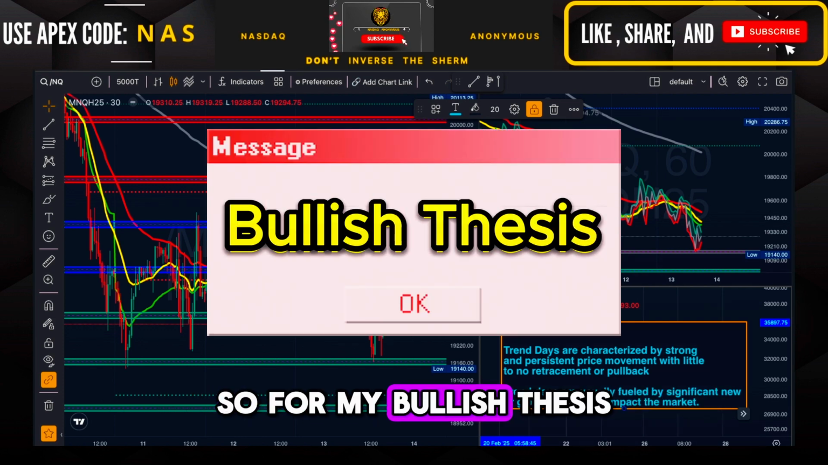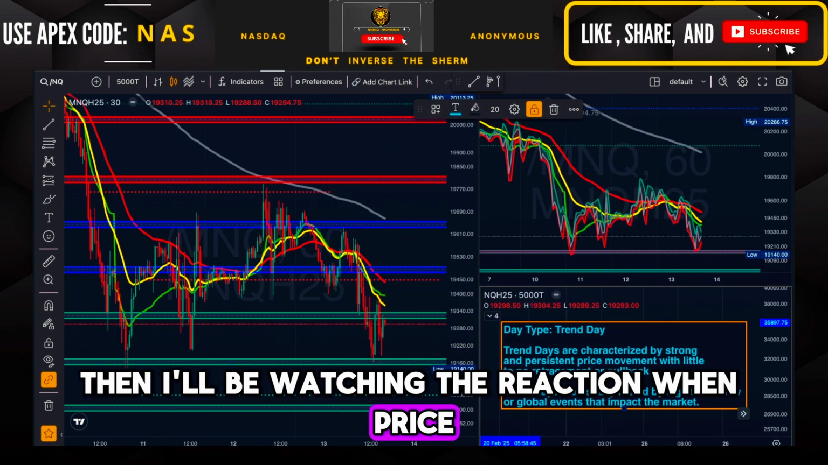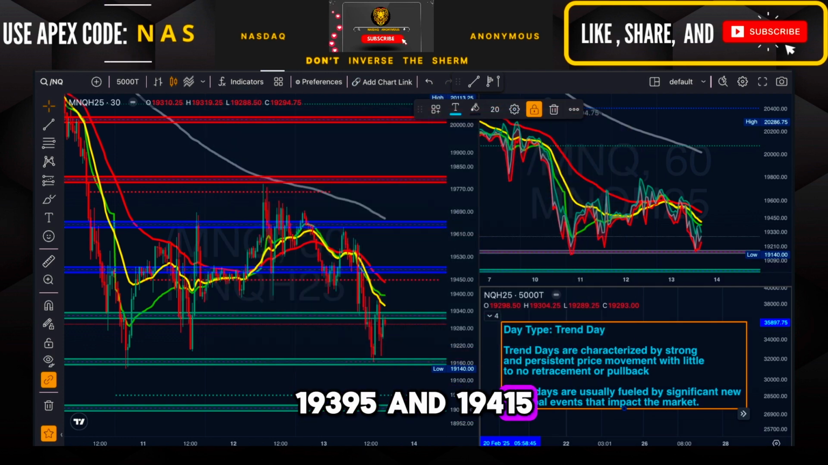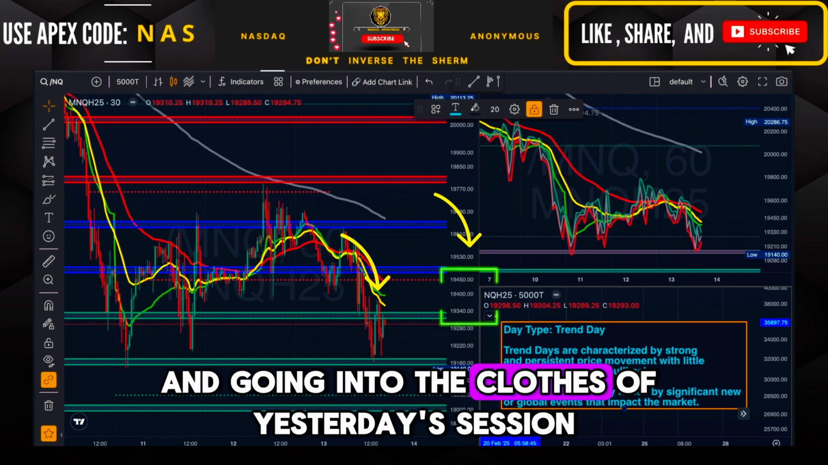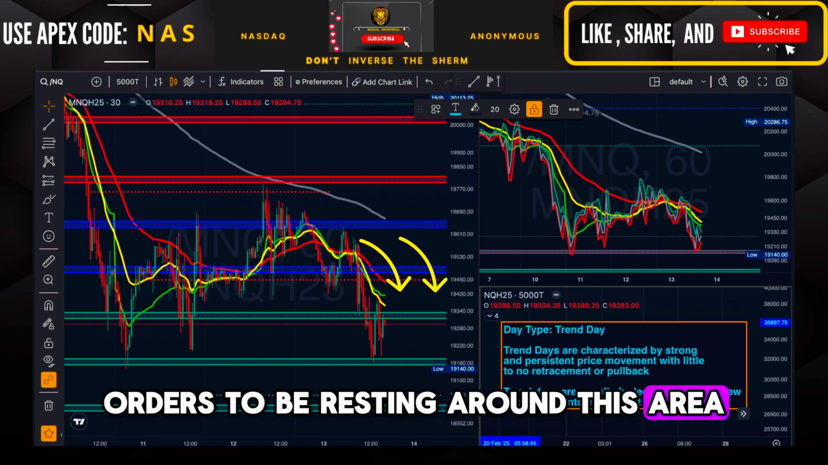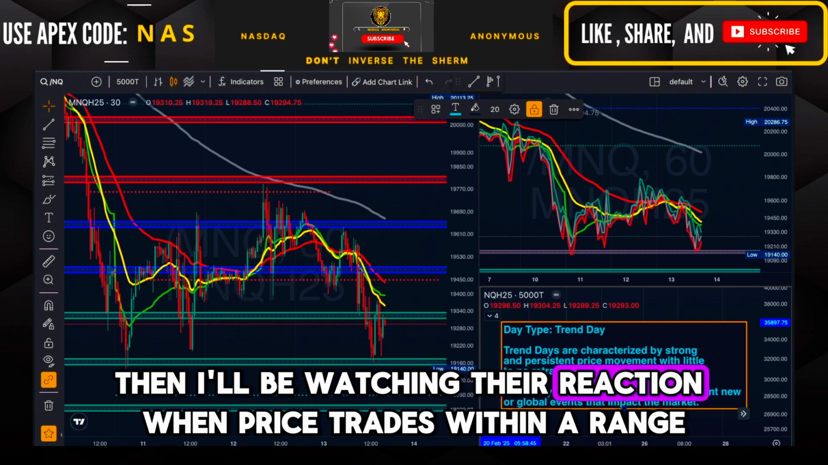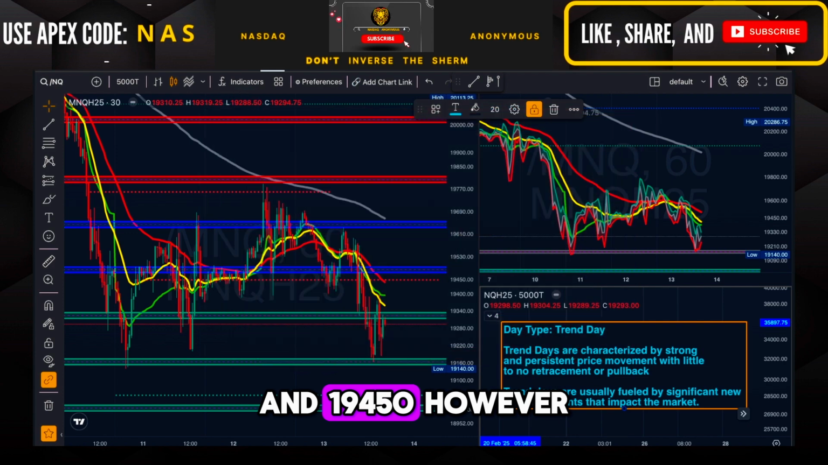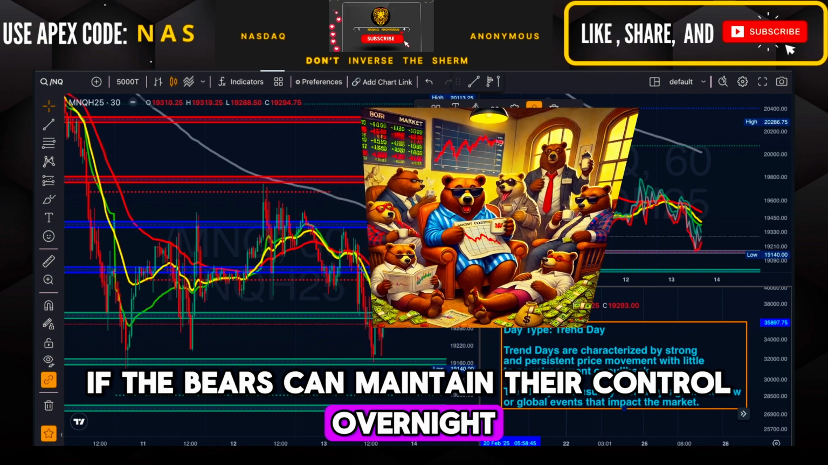So, for my bullish thesis, if the bulls can regain their control overnight, then I'll be watching the reaction when price trades back within a range between 395 and 415, because this is the range where the bears broke structure to the downside earlier and going into the close of yesterday's session. And I do expect passive sell orders to be resting around this area to sell the retest. But if they fail to regain control, then I'll be watching the reaction when price trades within a range between 440 and 450.